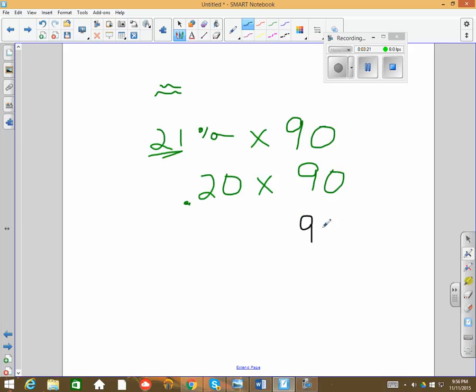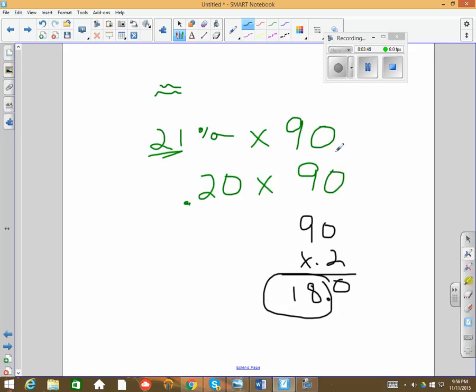So you have 90 times what? Just simply 0.2. And 2 times 9 is 18. Move the decimal over once, and the answer is 18. So that's saying that 21% of 90 is going to be approximately 18.